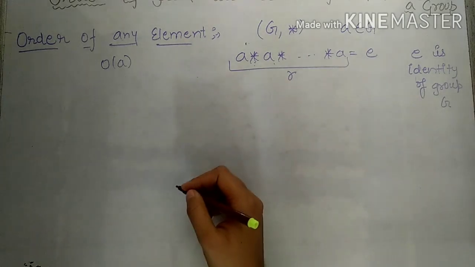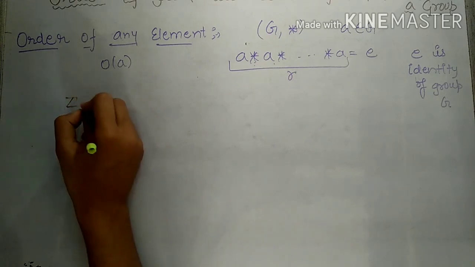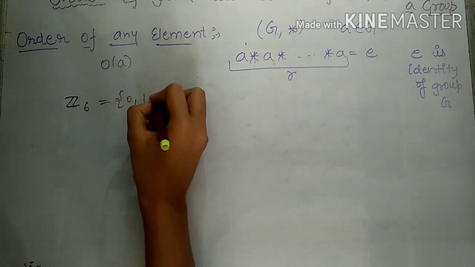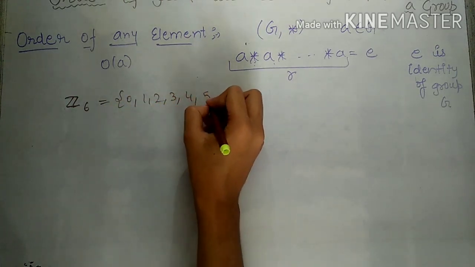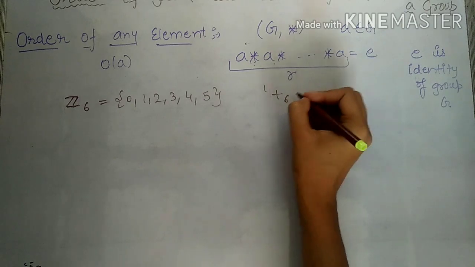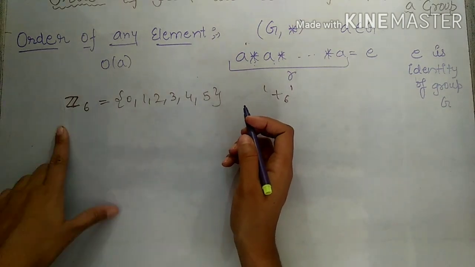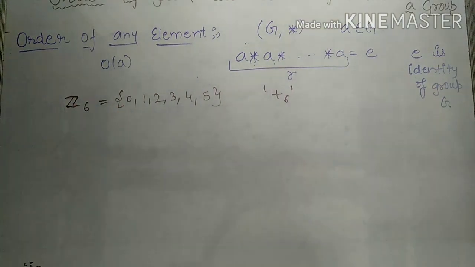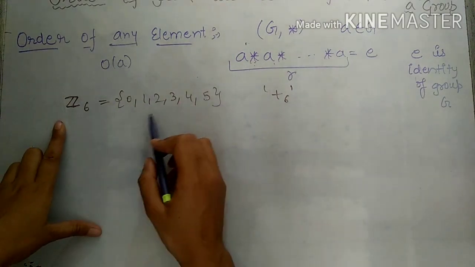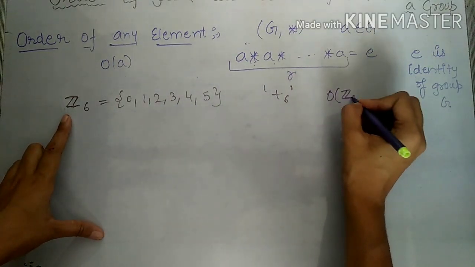But friends, let's take an example of another group, like the group Z6. We know this set forms a group under what operation? Under the operation of addition modulo 6. First, what is the order of this group? The order of this group is the number of elements in this group. And here this group has 6 elements: 1, 2, 3, 4, 5, 6. So the order of this group is 6. Order of Z6 is equal to 6.